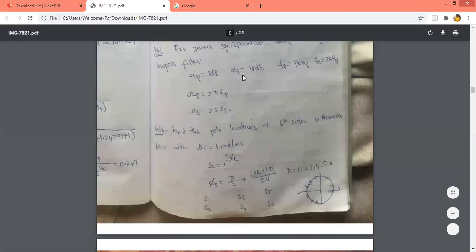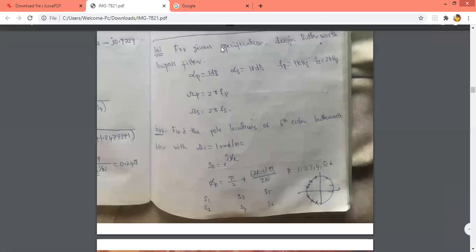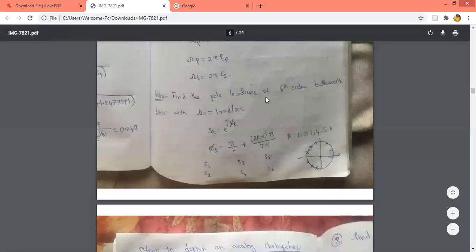Since alpha p and alpha s are given, we use the first formula, that is n is equal to log base 10 root of (10 power 0.1 alpha s minus 1) by (10 power 0.1 alpha p minus 1), over log of ohm s by ohm p. That is the formula we use. The remaining procedure is the same as whatever we have discussed.